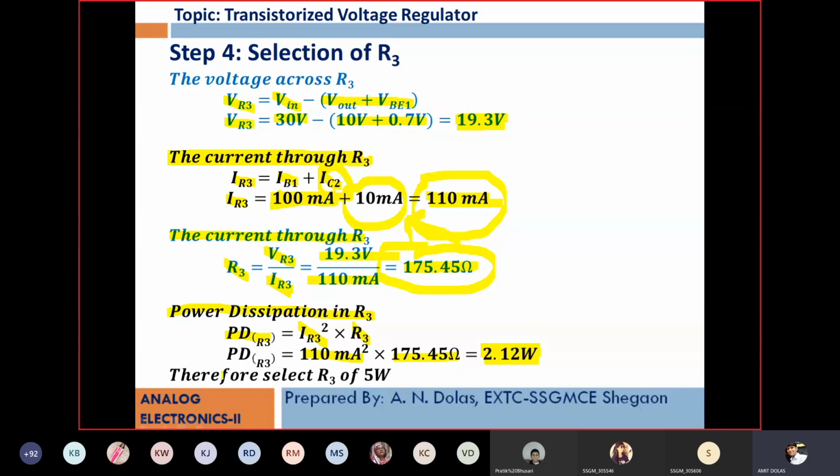So we have to choose more than that, so 5 watt is sufficient. So R3 will be 5 watt, because if you see the wattage of the resistance, it is half quarter watt, then quarter watt, then half watt, then 1 watt, then 2 watt, and then 5 watt. It goes on increasing like that, 10 likewise. So 5 watt is sufficient to handle this power dissipation of 2 watt. So 5 watt, 175.45 ohm resistance is opted here.